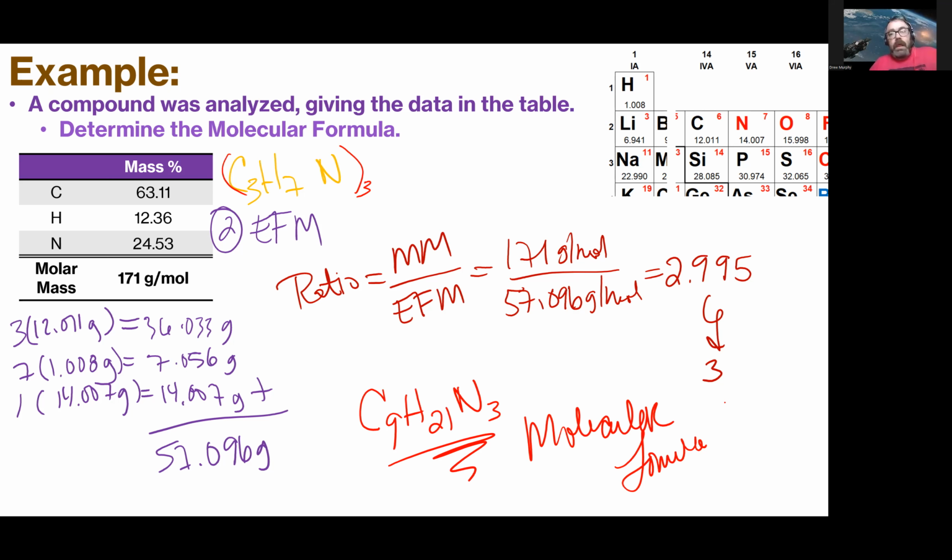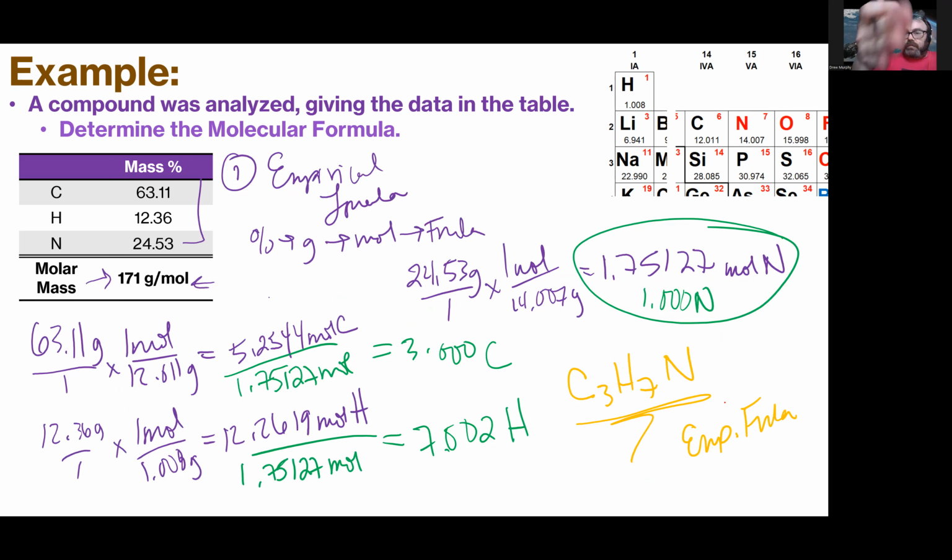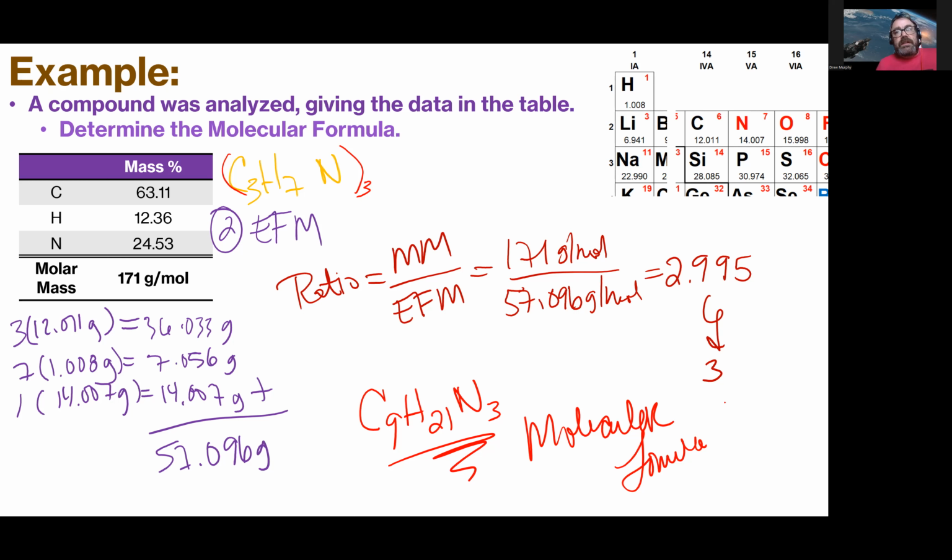Okay, hopefully that makes sense. Depending on what you're given, you might not have to do everything. You could be given the empirical formula and the molar mass and come up with the molecular formula by just doing this step of it. Or you could be given grams, you could be given percent, and you can work your way through it. So read the question and don't make it harder than it needs to be.